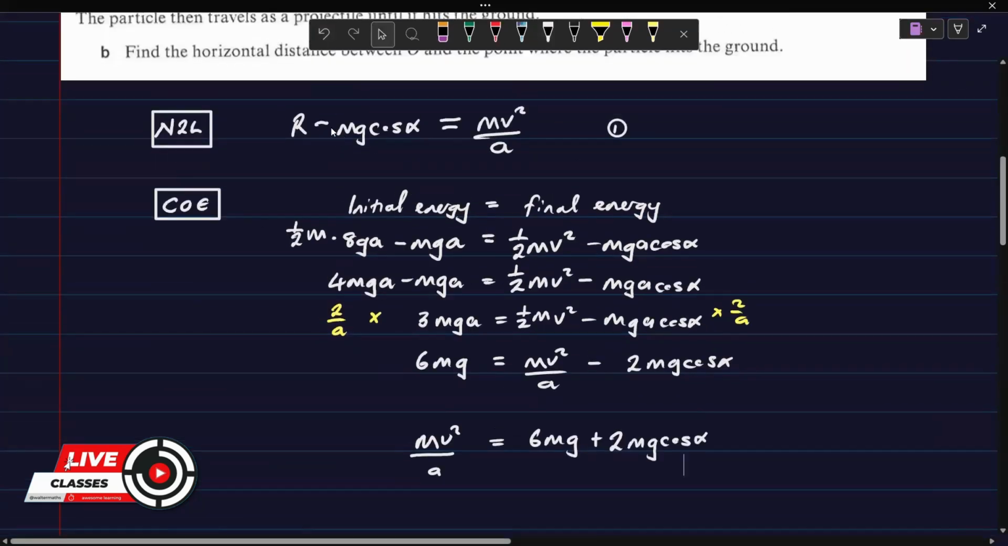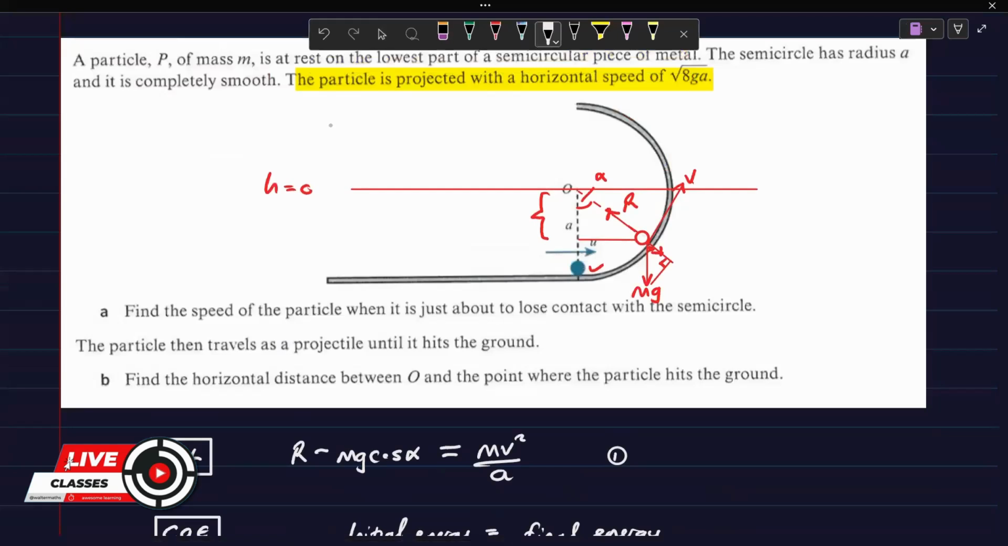Now, the question is saying we should find the speed of the particle when it is just about to lose contact with the semicircle. So we know that it will lose contact with the semicircle right at this point.